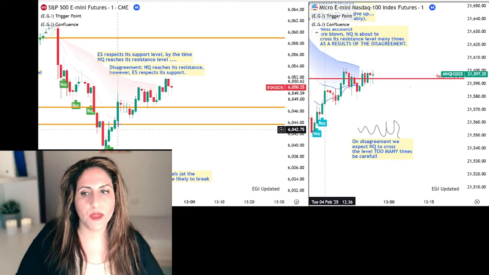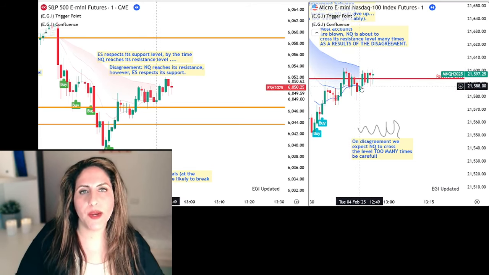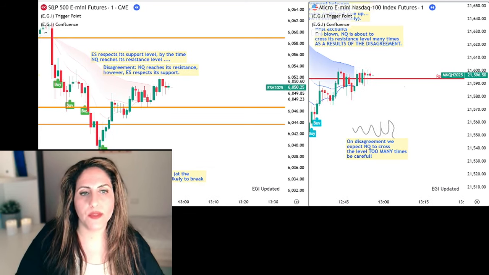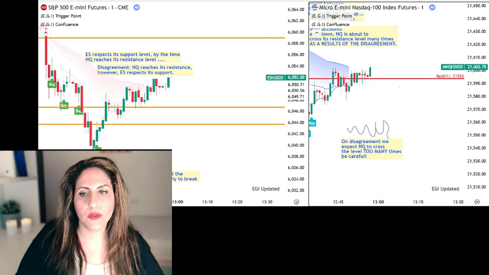We can avoid it. We can read the price action on ES. We can see that it respects its trigger point support level by the time NQ is trying to push down. But because NQ is the follower and ES is the leader, this is the result of this disagreement. Okay, so we stay out. We stay out until they are aligned. Okay.